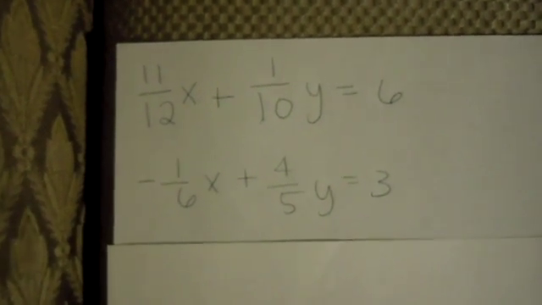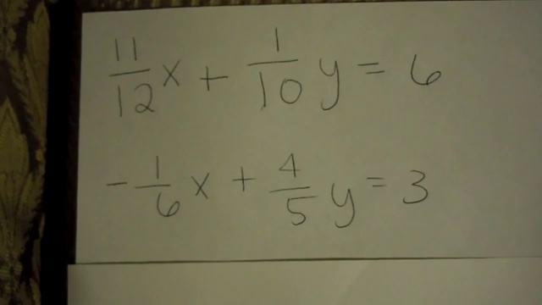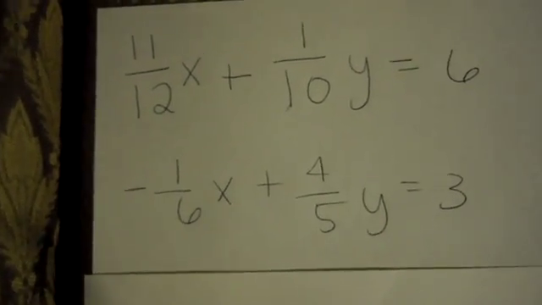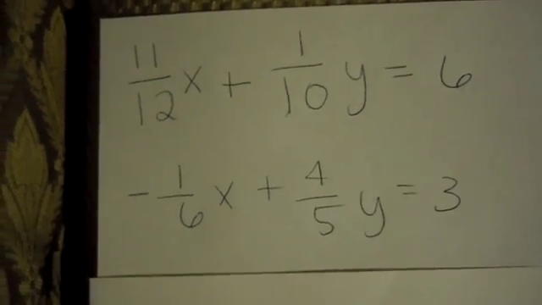I'll be doing problem number 10 from chapter 3, section 2. So we have two equations, and they're very ugly. They have fractions. So I can either solve by elimination or substitution, and in this case I'm going to use substitution, but either way they're going to be really ugly just because they're fractions.